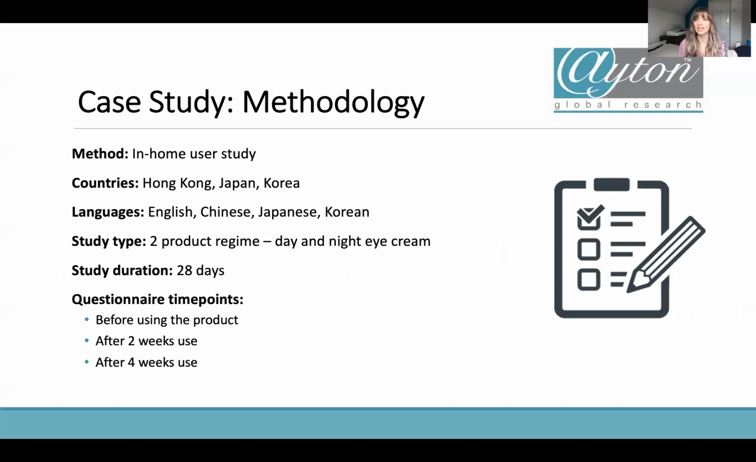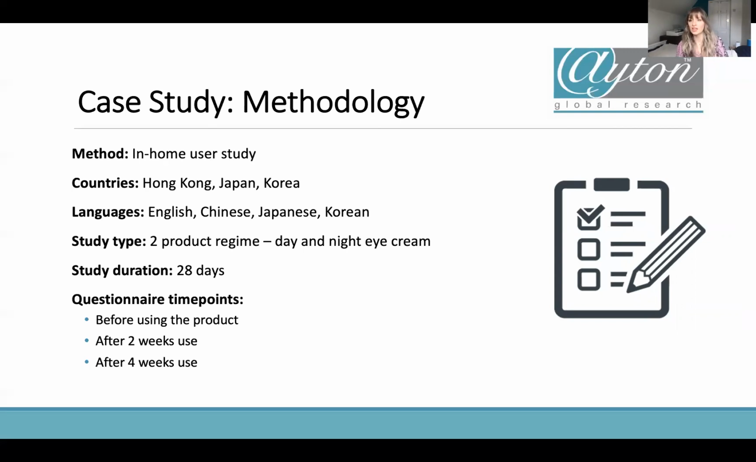Languages needed to be in English, so we can read it and so can the brand. But then we also had to translate it into Chinese, Japanese, and Korean. So it's localized to their language. The claim is localized as well, so they can understand everything, and then we can get those testimonials in the right language.